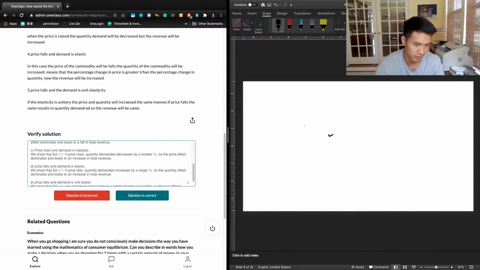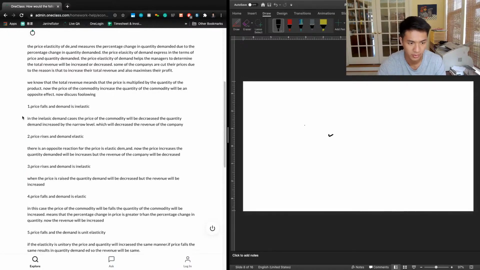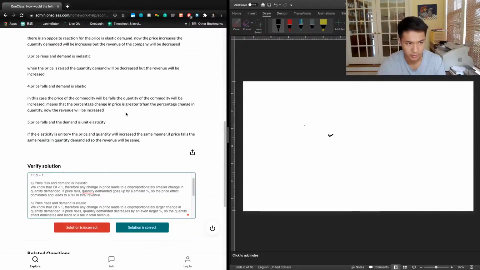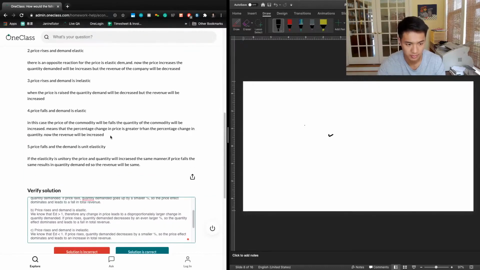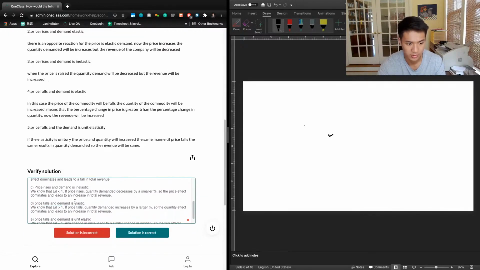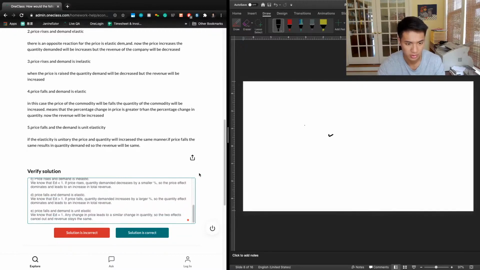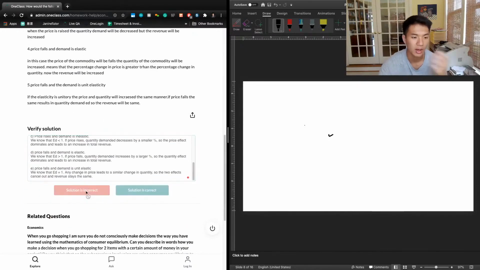Okay, let's check to make sure all of our final answers are correct. A says that we'll have a fall in total revenue, and that matches the previous year's answer as well. B says a fall in total revenue, and B2 also says that. C says increase in total revenue, increase. 4 says increase in total revenue, increase. And 5 says no change, no change. Okay, so we marked this as incorrect just because I don't think this solution will be very helpful to many people, and I think the substitute solution is going to be better.